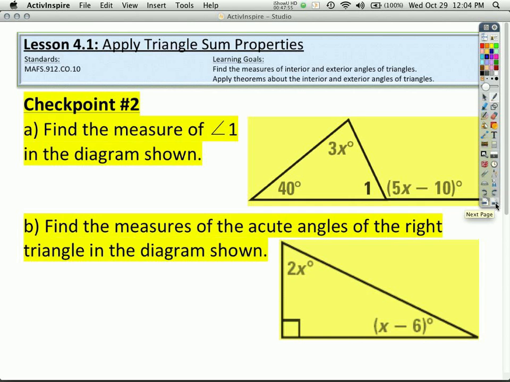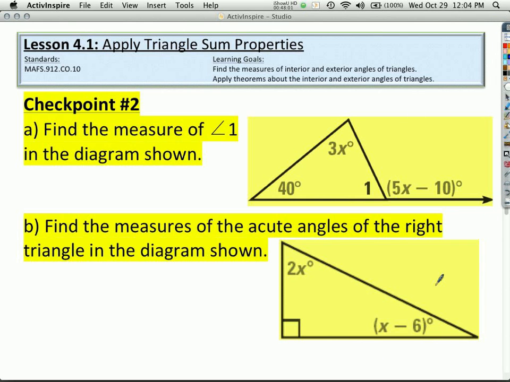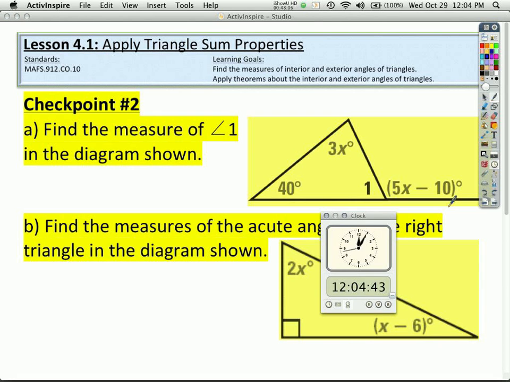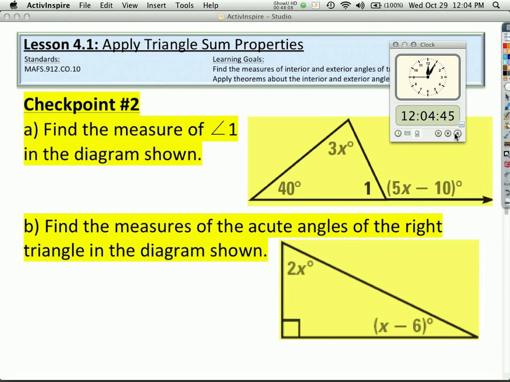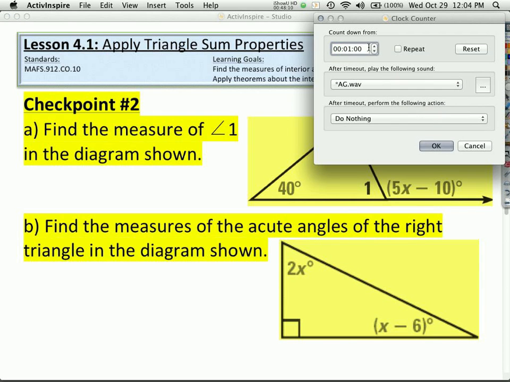Checkpoint number 2, you got two different questions. Part A is based on this diagram, and part B is based on this diagram. Find me the answer to both. Make sure you read the questions carefully. Remember, you don't have to copy anything that you don't want to copy. You got 3 minutes.